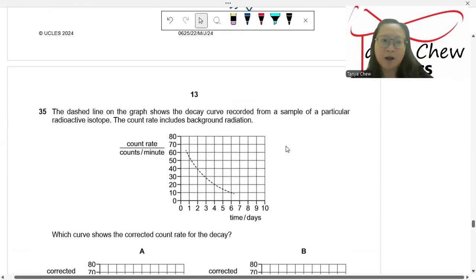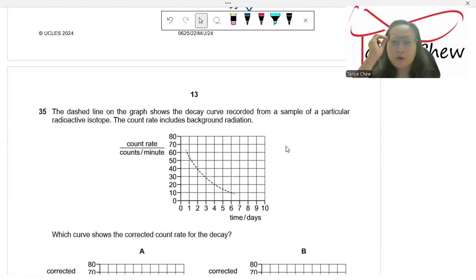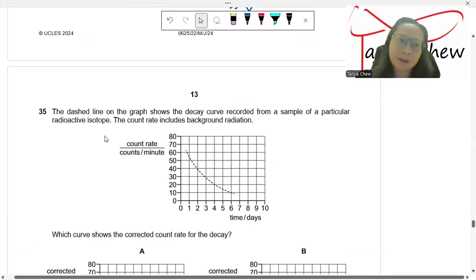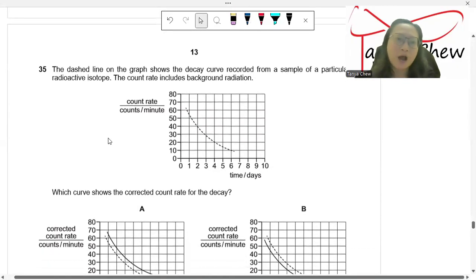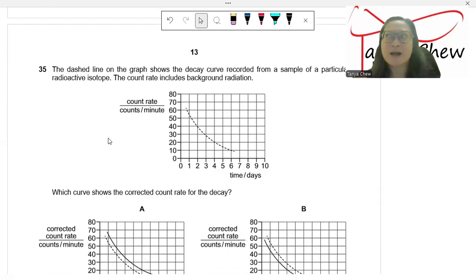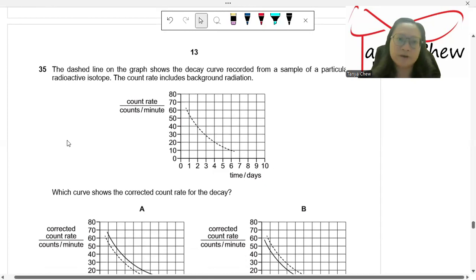Number 35, the dashed line on the graph shows the decay curve recorded from a sample of a particular radioactive isotope. The count rate includes background radiation. What is background radiation actually? The background radiation is unwanted stray radiation detected by detectors somehow. Because our detector is not a picky one, it will detect any radiation, right? That is a bad thing.